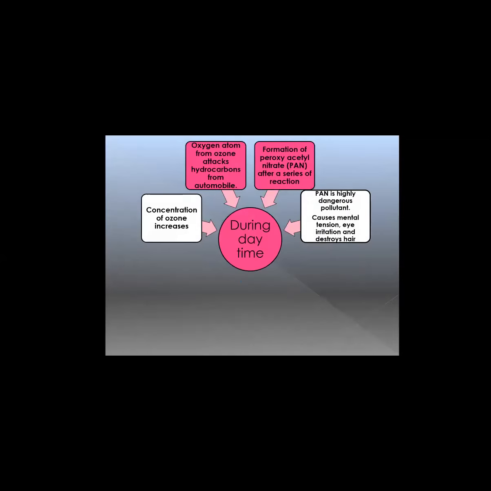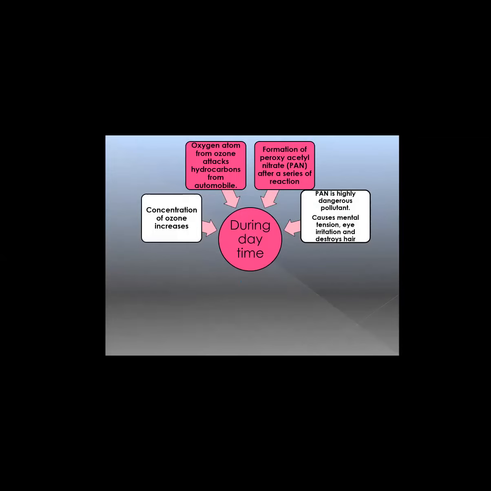Now, we talk about some adverse effects of the photochemical smog. During the daytime, the concentration of ozone increases. The oxygen from the ozone attacks the hydrocarbons, which are emitted from the exhaust of the automobile. This results in the formation of a very toxic compound.